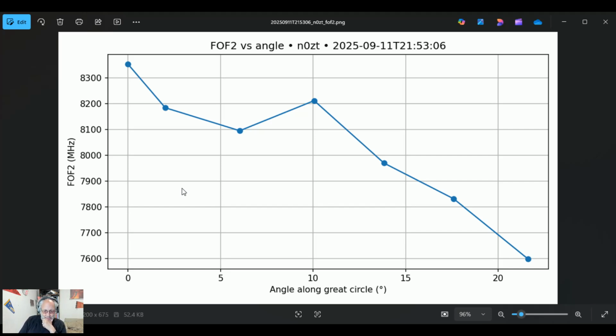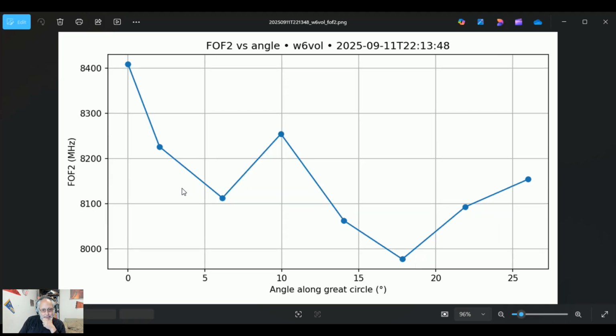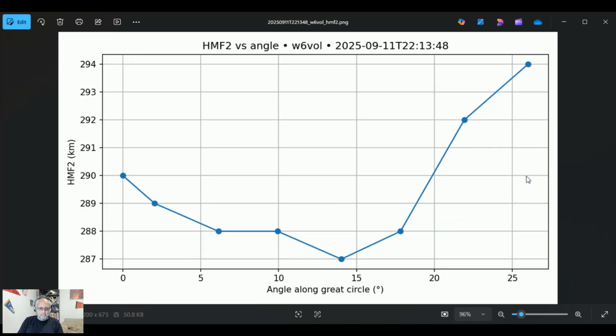Here's the path for N0ZT, November 0 Zulu Tango. And there's what the F2 layer looked like along the path. W6VOL, Whiskey 6 Victor Oscar Lima, was out in Tennessee, and so this is pretty far away. You can see they were 27 degrees around the circle. And you can also see that the F2 layer is getting a little higher out there.